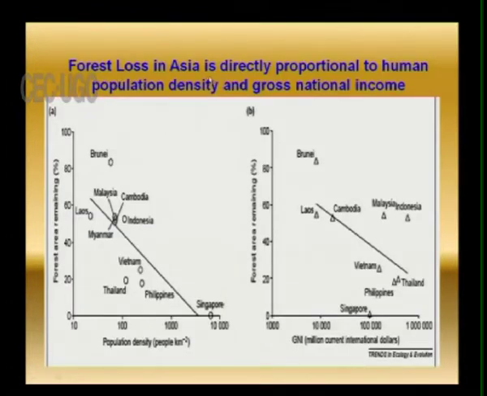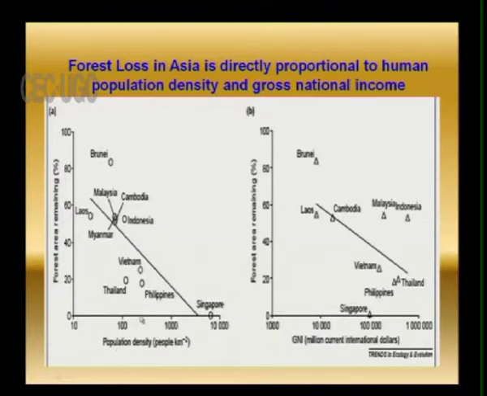And the forest loss in Asia is directly proportional to human population density and gross national income. In Asia the case is somewhat different, because the Asian countries are highly populated, so the forest loss is directly proportional to the human population. If you look at the diagram, as the population density increases, the forest area remaining decreases, so there is an inverse correlation between population density and forest area remaining. Certain countries like Laos, Myanmar and Vietnam have lower population density, and therefore more forest is remaining. In certain countries like Cambodia, Indonesia and Singapore, the population density is higher, so naturally the remaining forest is less.